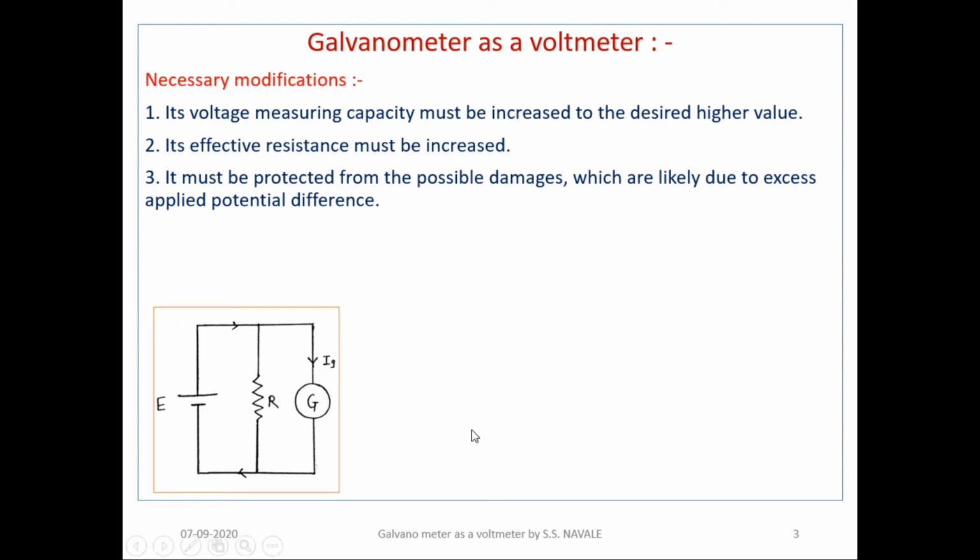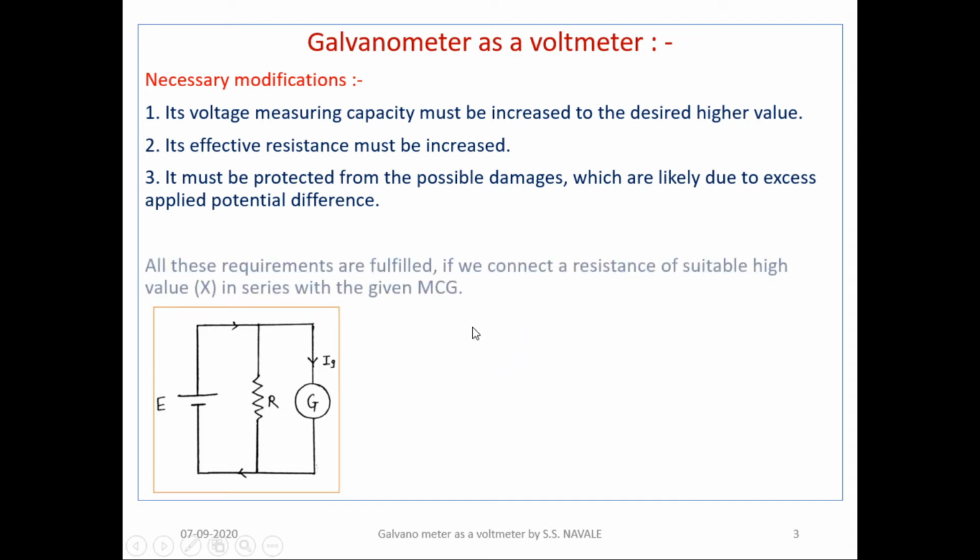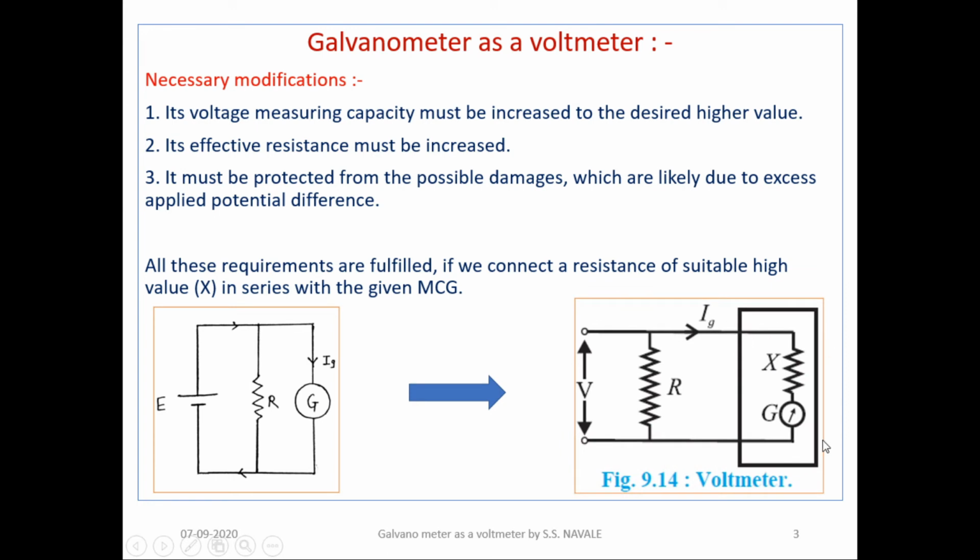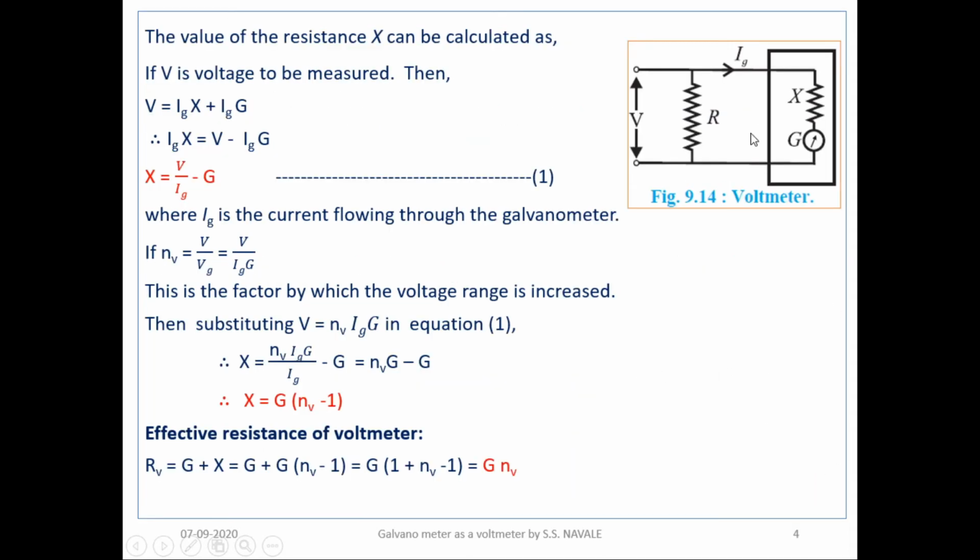These modifications are fulfilled when we connect a high value resistance X in series with the galvanometer. If we connect a high value resistance X in series with the galvanometer, then we can fulfill all three modifications. So in this diagram we connect high value resistance X in series with G. So this is our voltmeter. Now we have to find this resistance X.